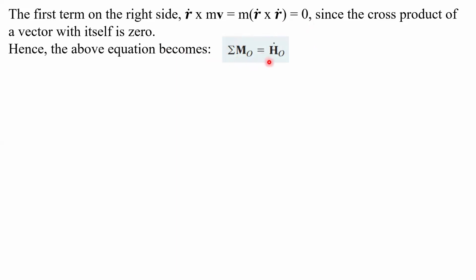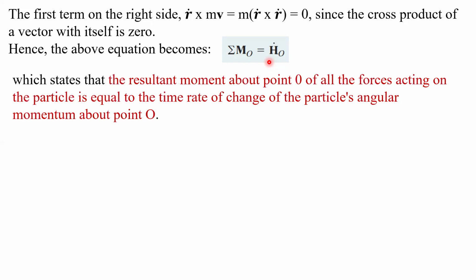summation M naught is equal to H dot naught, or H naught dot. Which says that the resultant moment about point O of all the forces acting on the particle is equal to the time rate of change of the particle's angular momentum about O.